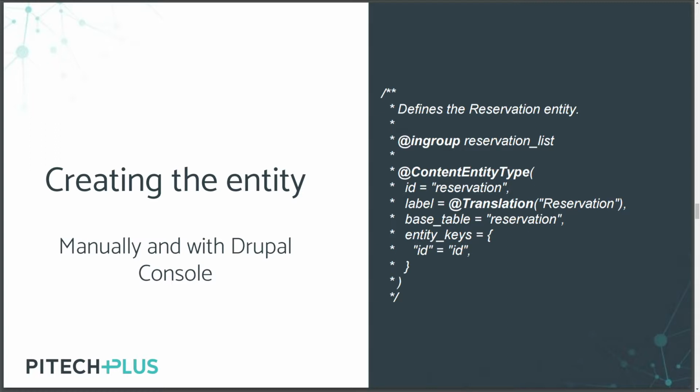Also, if you are naming something, then you should use the label entity key, because you will have the label method on the entity class, and you can use that. It's already written for you.